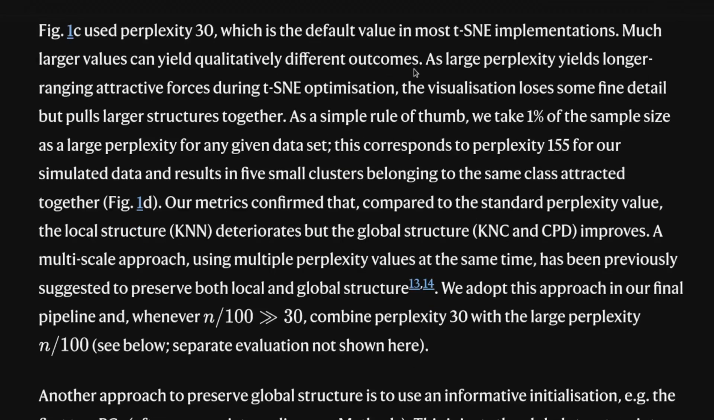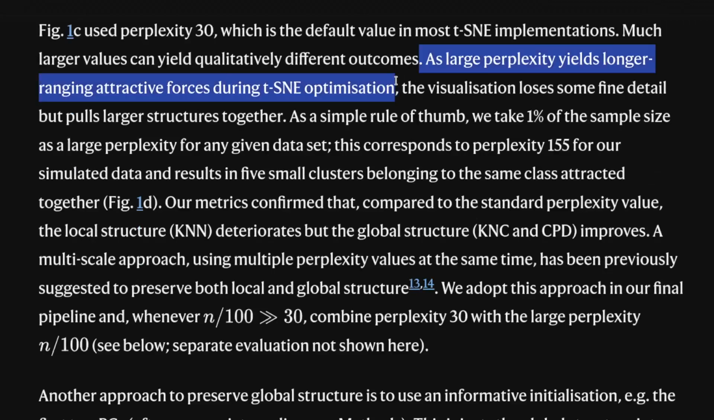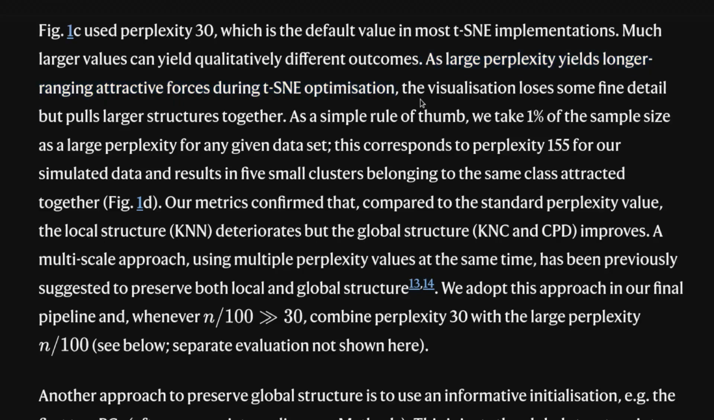As large perplexity yields longer-ranging attractive forces during t-SNE optimization, the visualization loses some fine detail but pulls larger structures together. As a simple rule of thumb, we take 1% of the sample size as a large perplexity for any given dataset. This corresponds to perplexity 155 for our simulated data and results in 5 small clusters belonging to the same class attracted together, Figure 1d.